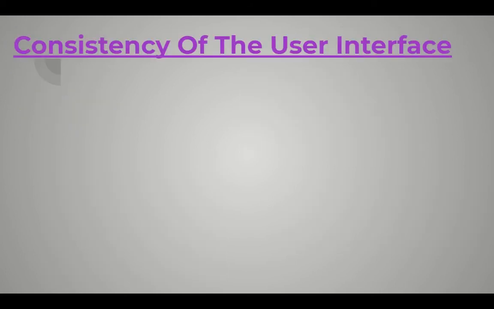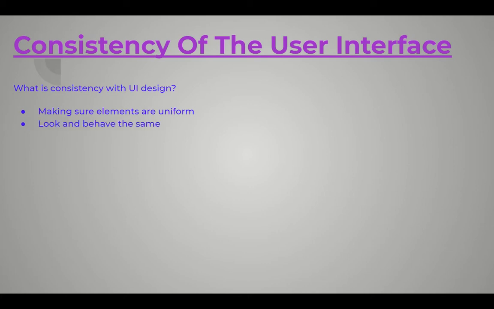Consistency of the user interface. Consistency with the user interface design is concerned with making sure elements in the user interface are uniform. With each app or software design or website, that user interface should always look the same each time you open up the application and should always behave the same each time. This means that the user interface should always be consistent.